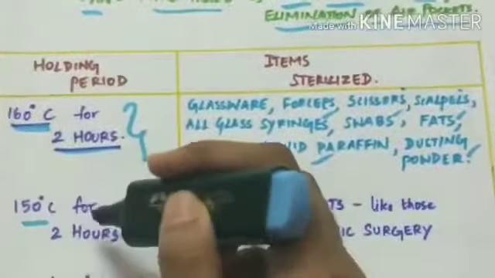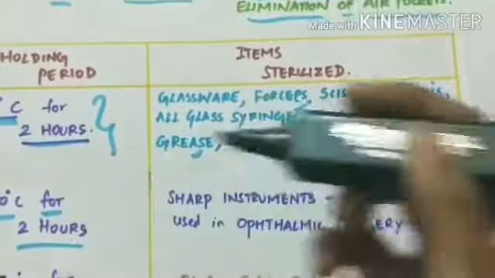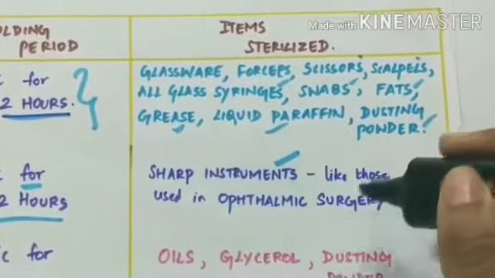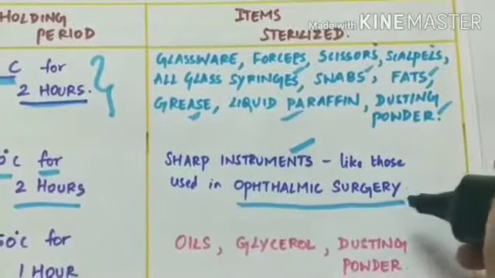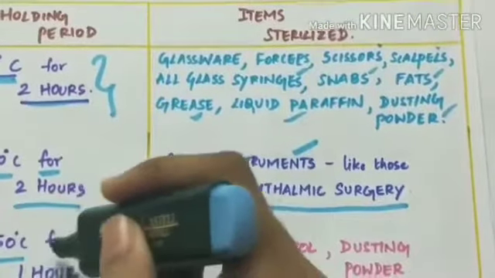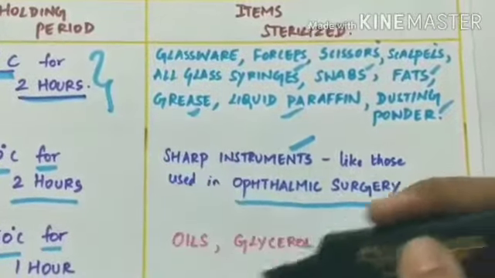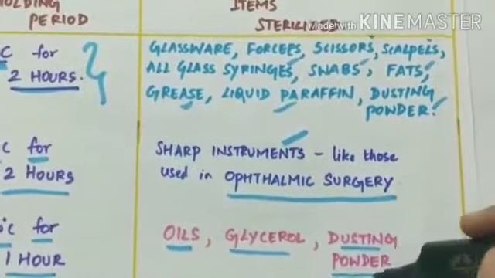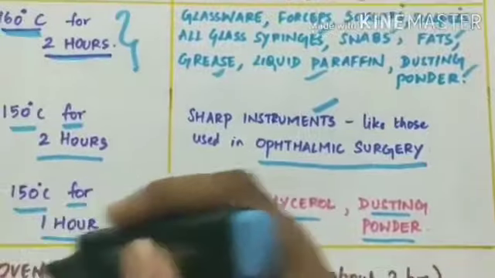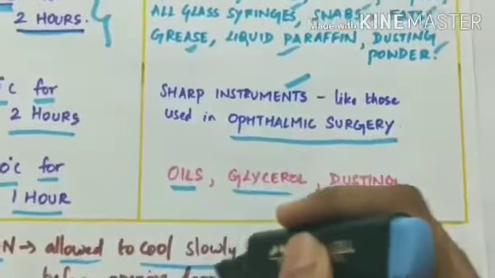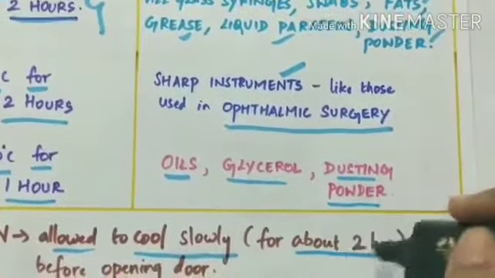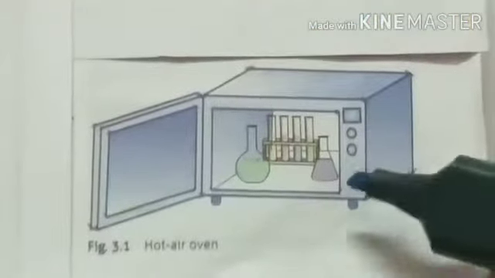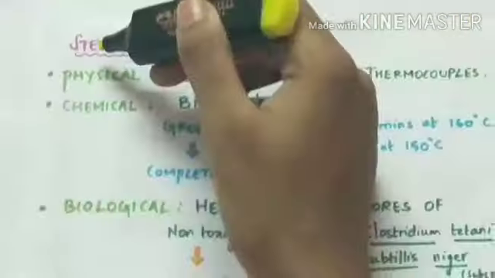Next, 150 degrees Celsius for 2 hours. This is for sterilizing sharp instruments like those used in ophthalmic surgery. Next, 150 degrees Celsius for 1 hour. This is for sterilizing oils, glycerol and dusting powder. And the oven is allowed to cool slowly for about 2 hours before opening the door. This is a picture of hot air oven.